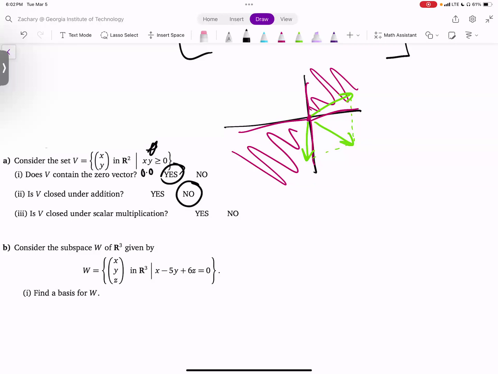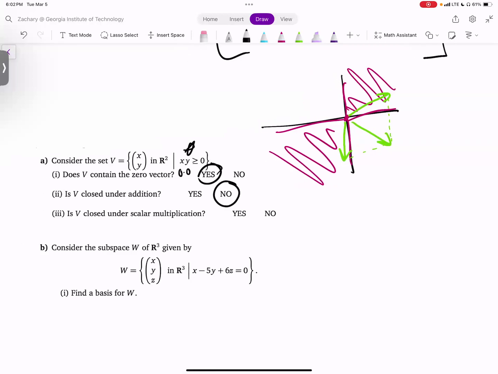Okay. Is it closed under scalar multiplication? If I have any vector that's in either of these spaces and I multiply it by any number, will I remain in the space? Well, thankfully the other way is still covered, and so is infinitely that way. So this would be an example where it is closed under multiplication, but not addition, okay?